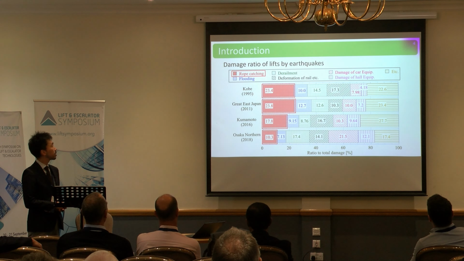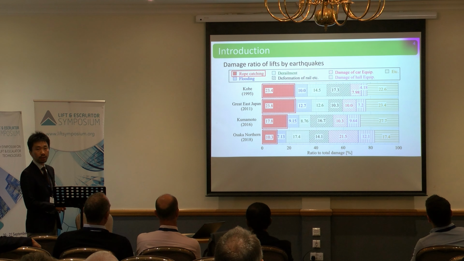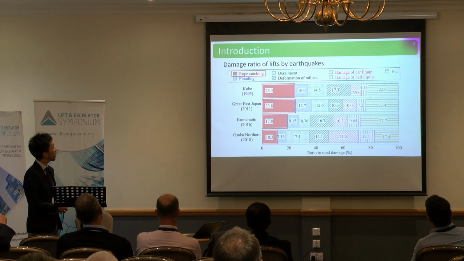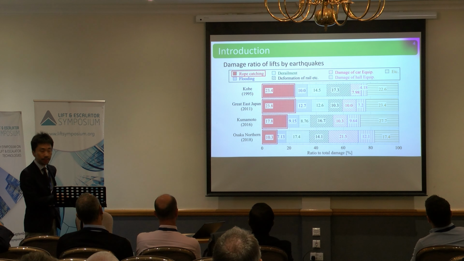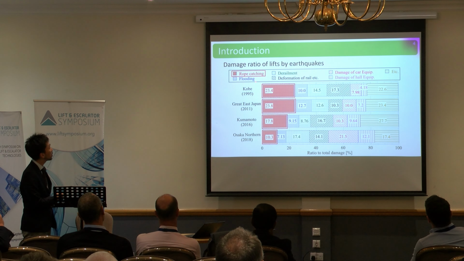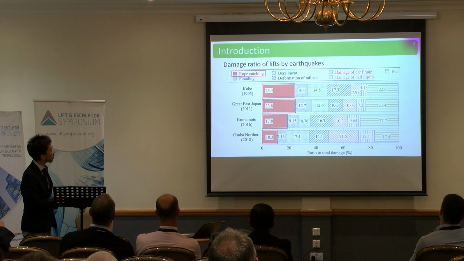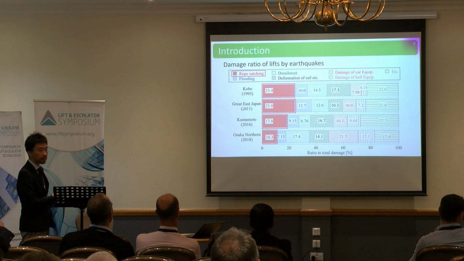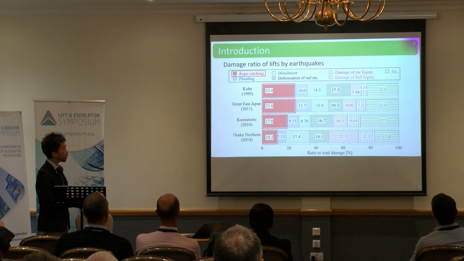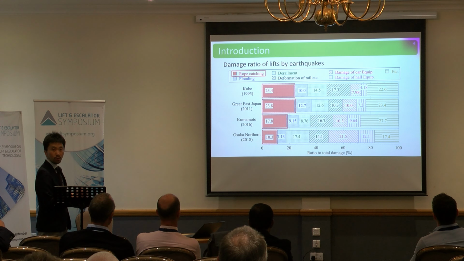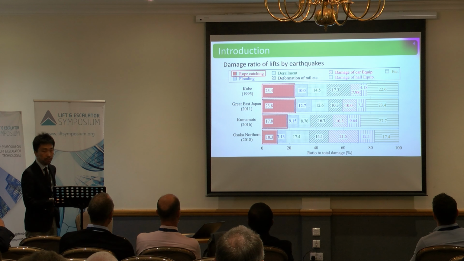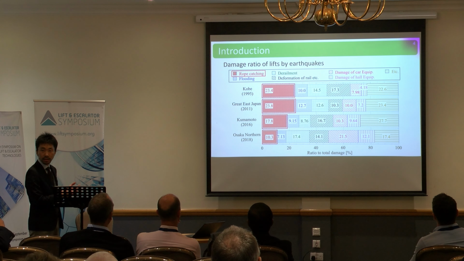The next slide shows an example of damage to lifts by actual earthquakes, and this shows the damage ratio of lifts. This is the data from the Kobe earthquake in 1995, the Great East Japan earthquake, so-called Fukushima earthquake, and the Kumamoto and Osaka Northern earthquakes. As you can see, the main cause of the damage by earthquakes is rope catching.